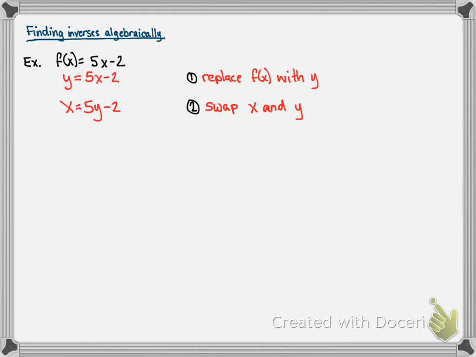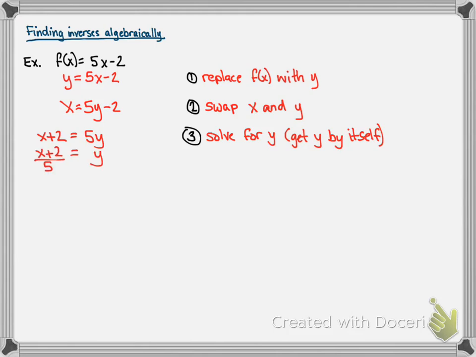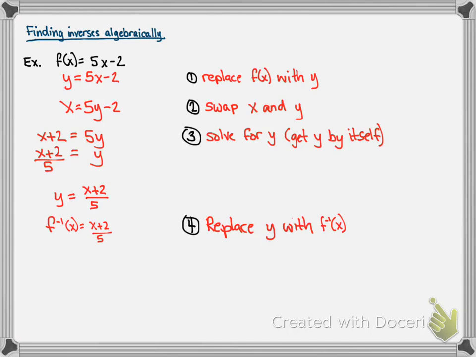If there were exponents involved, the exponents would stay where they were. They would not follow their original variable. Next, solve for y, or get y by itself. So first we'll add 2 to both sides and get x plus 2 equals 5y. Then we'll divide both sides by 5, and we'll get y equals x plus 2 all over 5. You can reverse this so that it actually reads from left to right. Y equals x plus 2 all over 5. And then finally, replace y with f to the negative 1 of x.